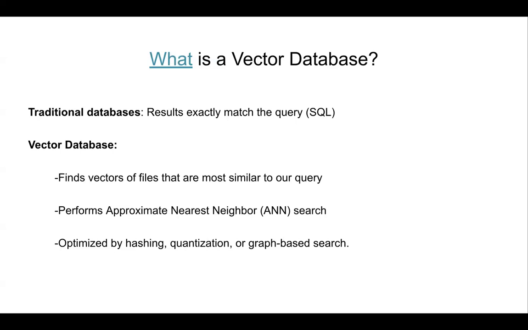So in a vector database, you want to be doing approximate nearest neighbor search, and it's optimized towards doing that because you have, let's say, billions of vectors. And some of the techniques it uses to achieve that are hashing, quantization, and graph-based search.